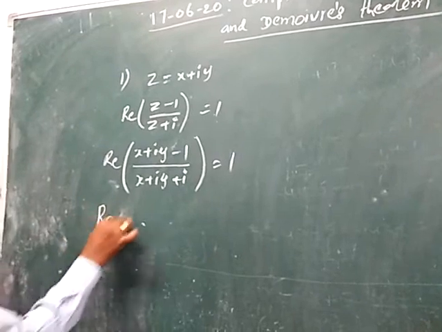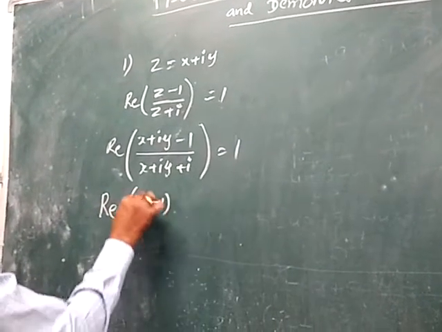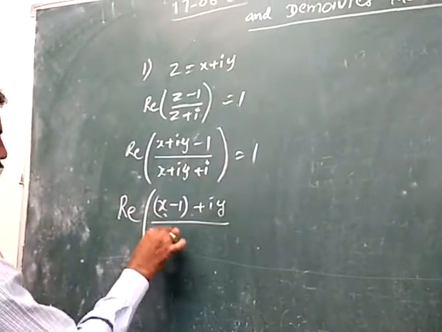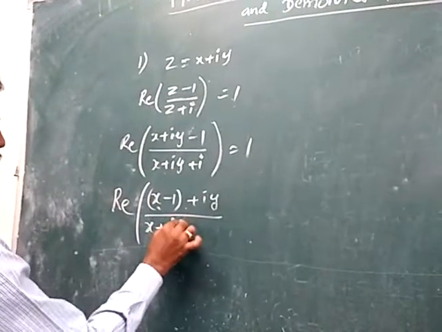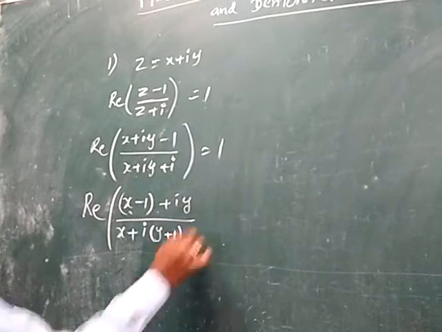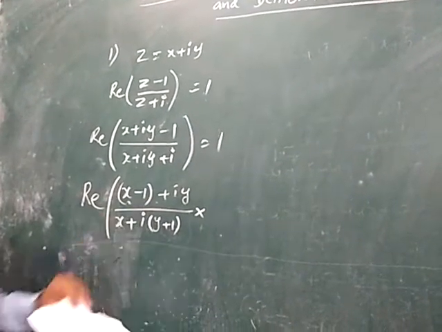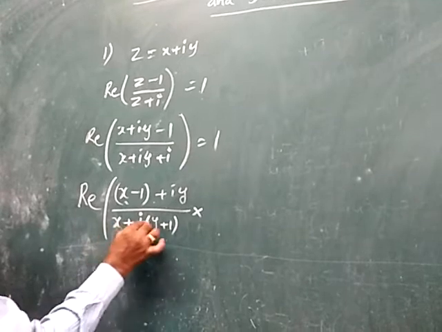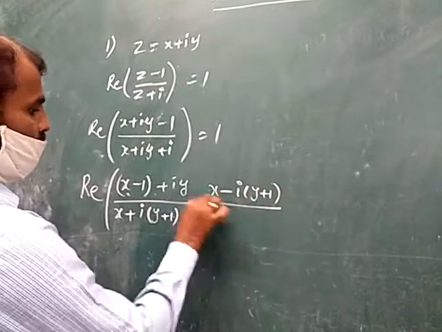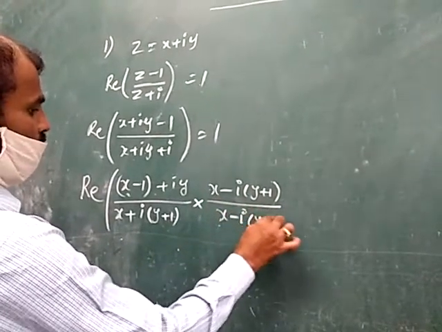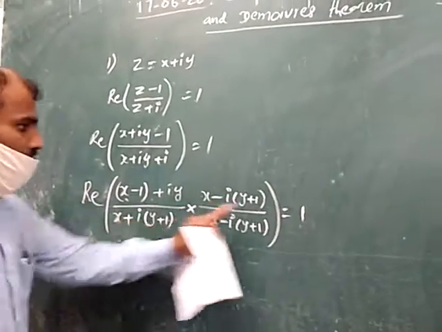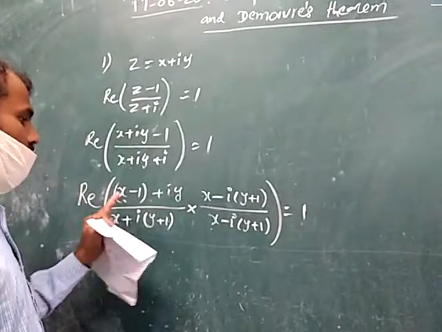That is the real part of: write real terms x minus 1 plus iy imaginary part. In the denominator, the real part is x, and the denominator's imaginary part is iy plus i, that is (y plus 1) i. So rationalize with the denominator's conjugate. What is the denominator's conjugate? x minus i into (y plus 1). So (x minus i(y plus 1)) by (x minus i(y plus 1)) is equal to 1. What is given clearly? Real part of this equal to 1. So now we have to equate the real part equal to 1.